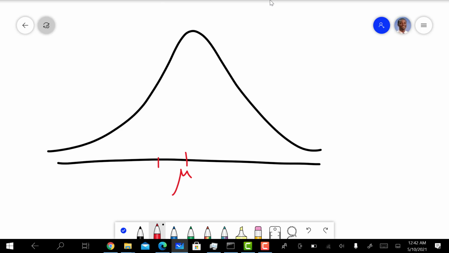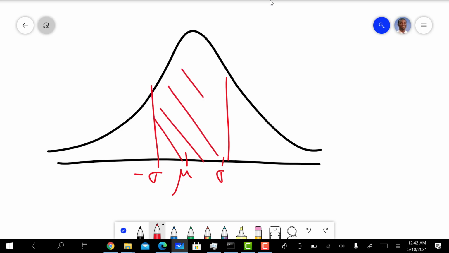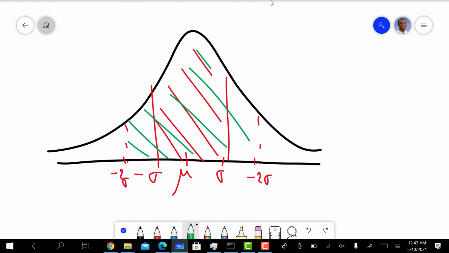So I have plus or minus one times the standard deviation. So this is 68%. What if you have two times the standard deviation? That will become minus 2 sigma, plus 2 sigma. That will cover almost 95% of your population. Okay. So all this will be 95%.